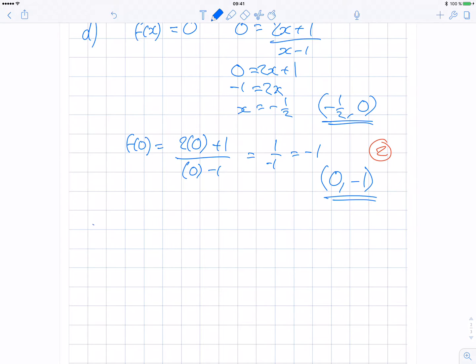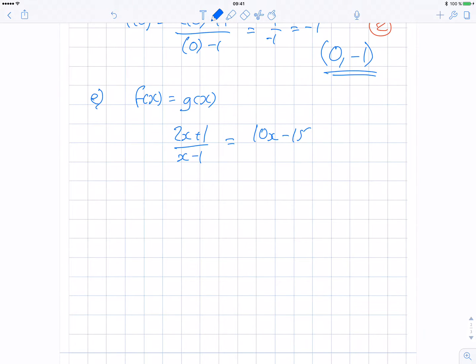Next question is E. Show that the point of intersection between f of x and g of x is at x equals 2. So I just say, let f of x, which is y is equal to that, let that equal g of x. So we have (2x plus 1) over (x minus 1), and we say let that equal 10x minus 15. I'm now going to multiply it by x minus 1. So it's all going to be times by x minus 1.